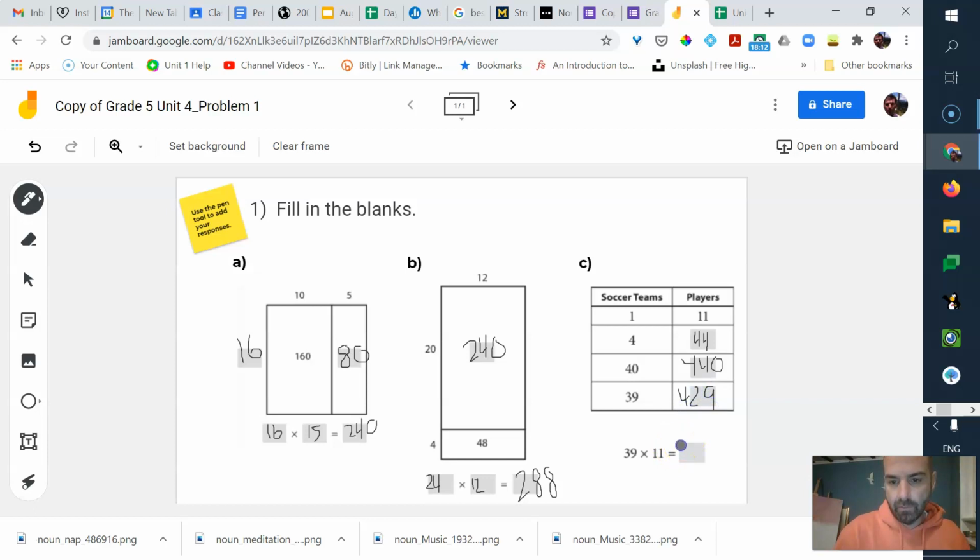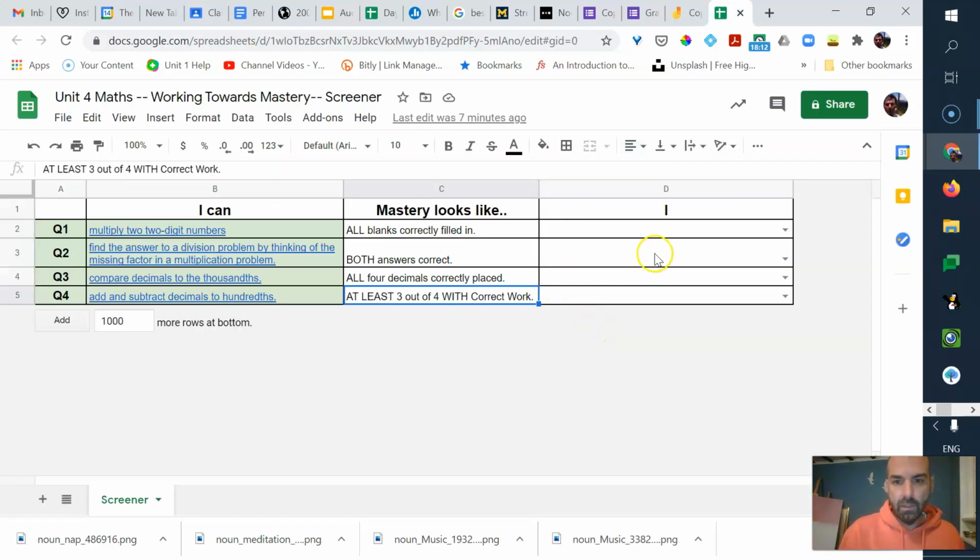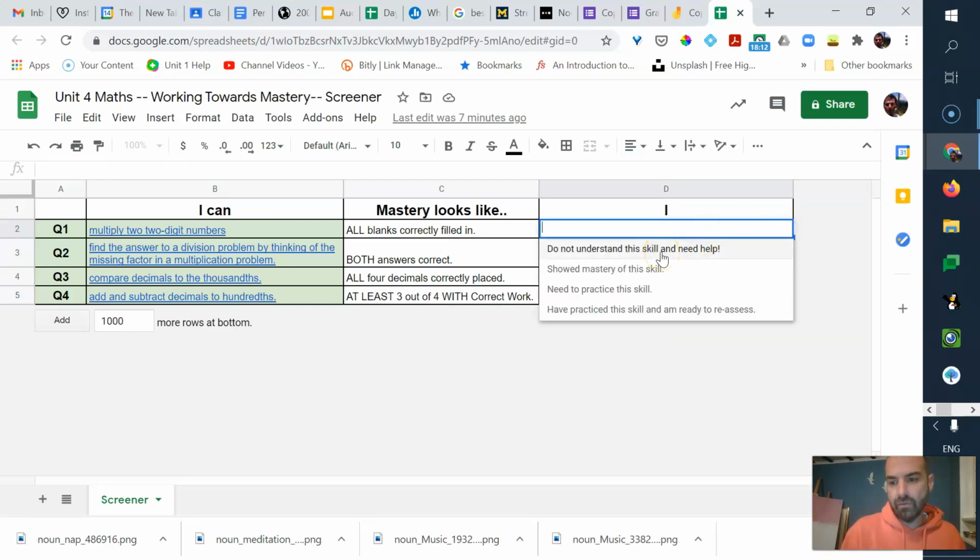And then I would have to repeat 429 down here. All right, so you need all of these correct to show mastery. Let's go back. So what are my options? Do not understand. So if you just got nothing right, you didn't know where to go, that's where you would be. If you got all the blanks right, you showed mastery of the skill. If you got some of the blanks right and made some little calculation errors, you need to practice. And then this would be after if you did not show mastery.